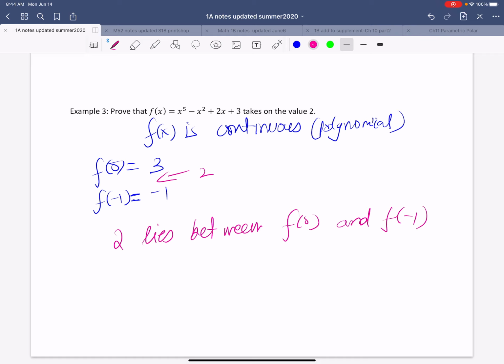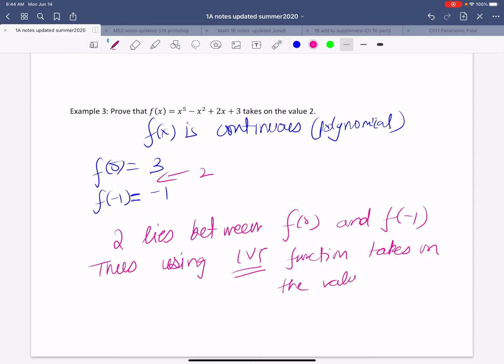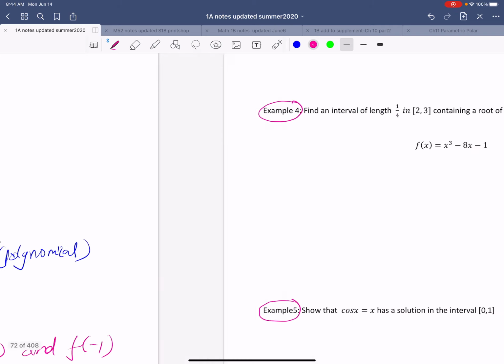Thus, using IVT, the intermediate value theorem, the function takes on the value 2. Because it's a continuous function, IVT says if you have a function which is continuous over the closed interval 0 to negative 1, then your function will take every single y value in between f of 0 and f of negative 1.